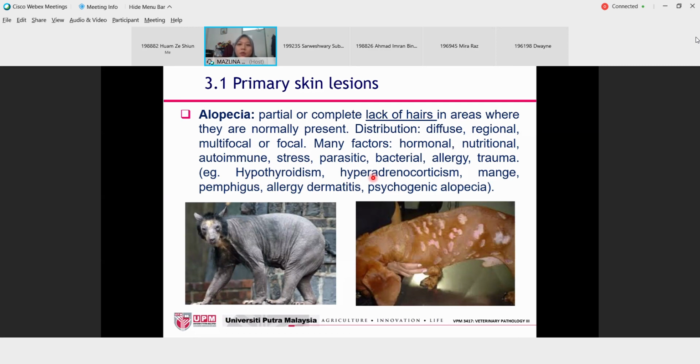Okay. Hormonal type of alopecia tends to be symmetrical in distribution. So it usually affects both the left and right side of the body. That's a clue to indicate a hormonal disorder. Okay.